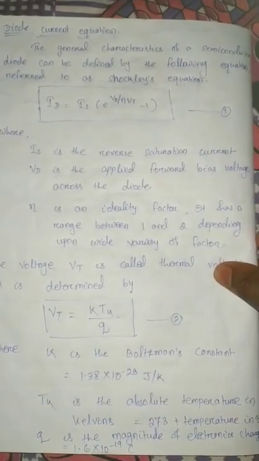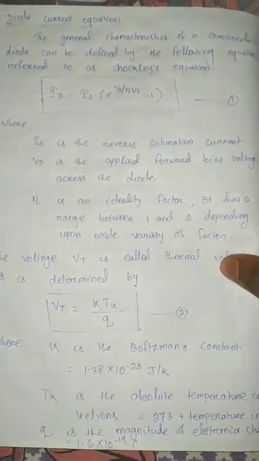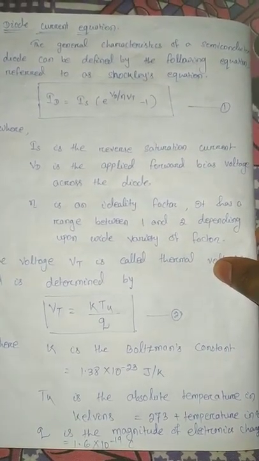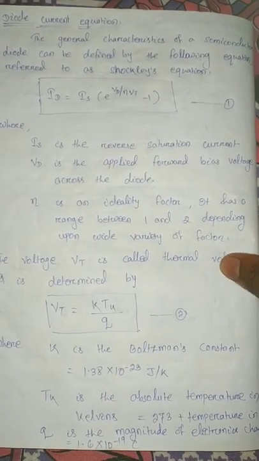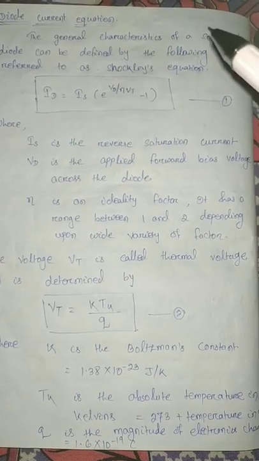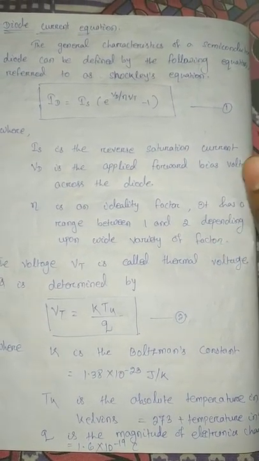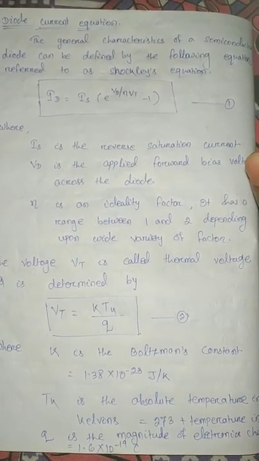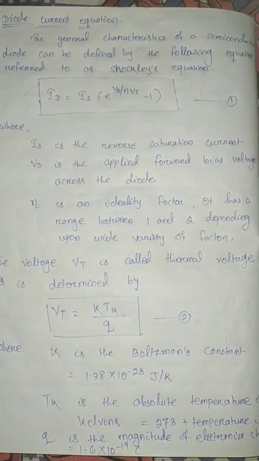Welcome everyone. In this video lecture, we will discuss the diode current equation and VI characteristics of a semiconductor diode. Coming to the diode current equation, the general characteristics of a semiconductor diode are described by an equation that is referred to as Shockley's equation.